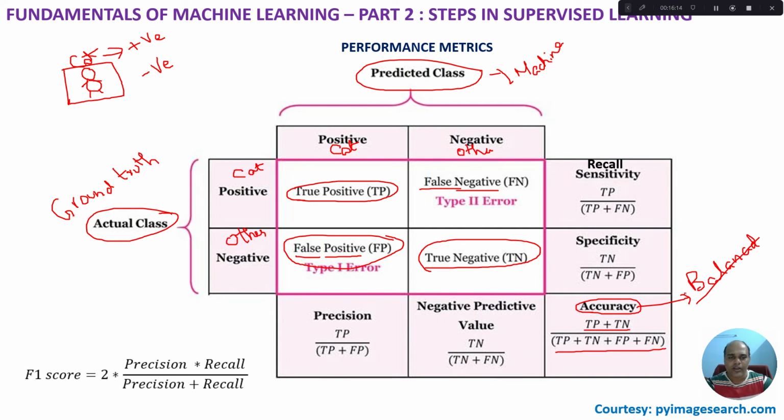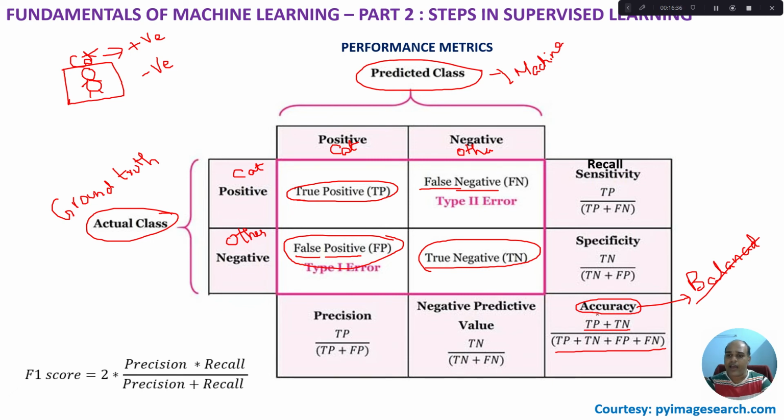For example, here I take two categories, cat and other. I should have almost equal numbers of data. For cat, I should have something like 100 images, and for the other category also something like 100 images. If I have a balanced data set, then we can make use of this accuracy.